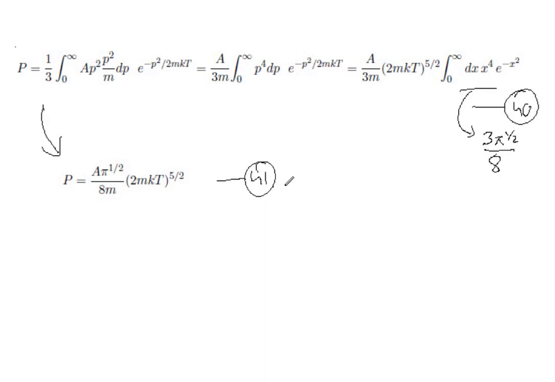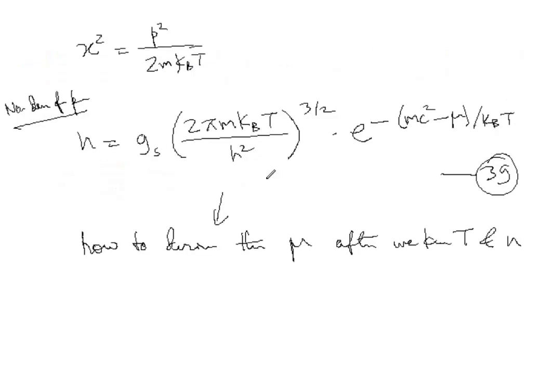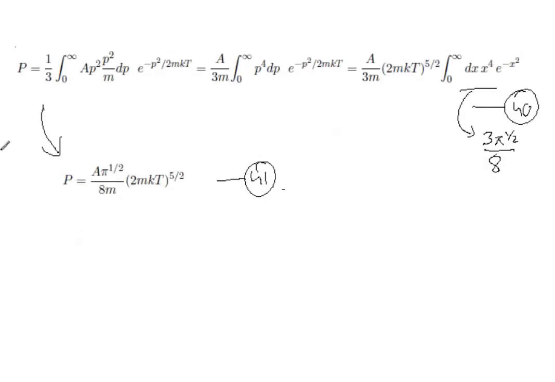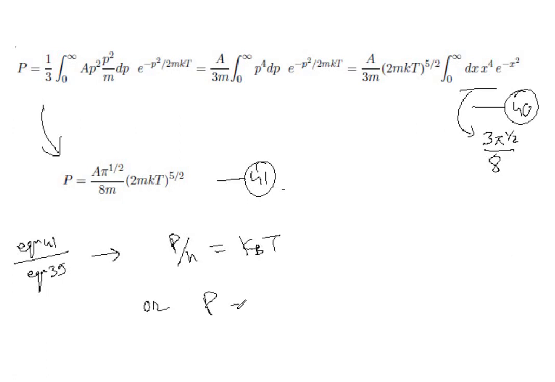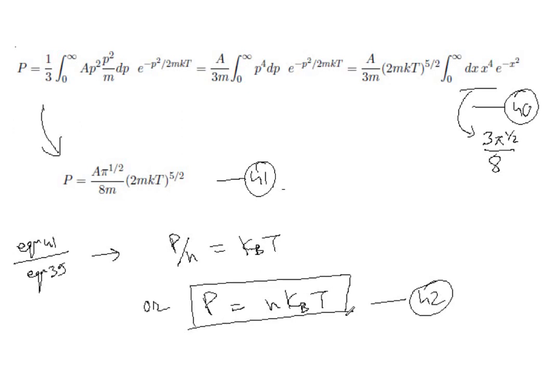Which is equation 41. Now, just now we have derived equation 39, the number density. So what I am going to do is divide equation 41 by equation 39, and upon doing that you will see that we get this relation, P is equal to N kBT, equation 42. So this is our equation of state for the classical gas, or the classical ideal gas law.